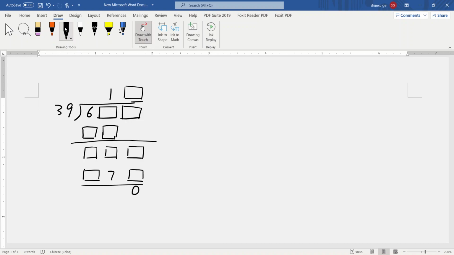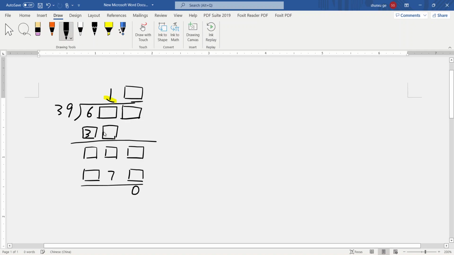The very easy step is that the quotient is 1. So quotient 1, 1 times 39 here. 39 here. So here is 0. We don't write that, but we know here is 0. So here must be 7.